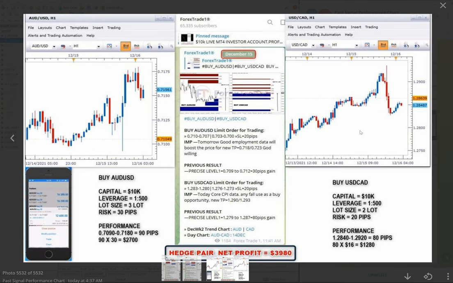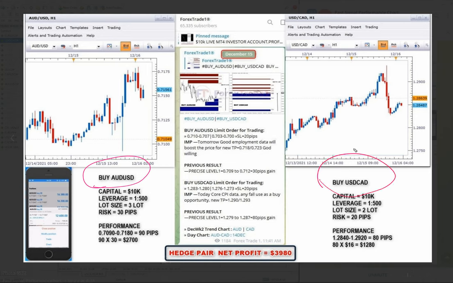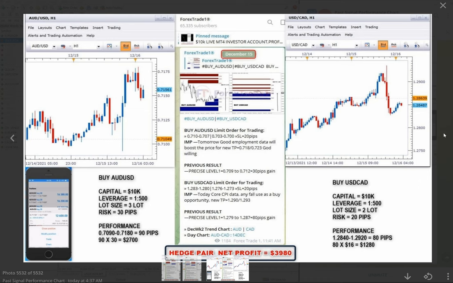Now we'll move on to the next pair, which is buy AUDUSD against buy USDCAD. Again, buy AUDUSD made 90 pips gain, which is $2,700 profit, again very good profit. And buy USDCAD made 80 pips gain, which is $1,280. Total profit on this buy AUDUSD and buy USDCAD hedge pair is $3,980. Again, very good profit on this hedge pair as well.